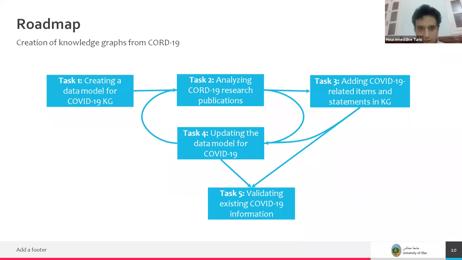So, concerning task 2 and task 4, you see that as we go further and in more depth in analyzing the COVID-19 research publications, we find new concepts and new types of information that can be relevant for COVID-19 information. And that requires the data model to be continuously updated. So we should analyze the publications, update the data model, and then apply it to the analysis of COVID-19 research publications, et cetera, et cetera.